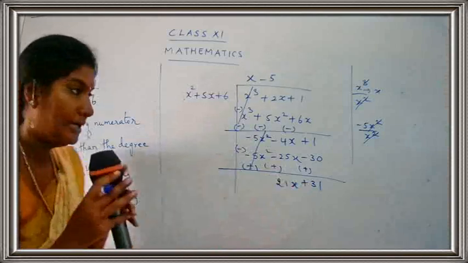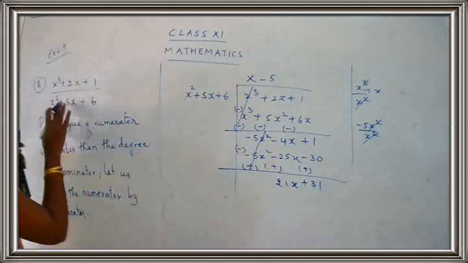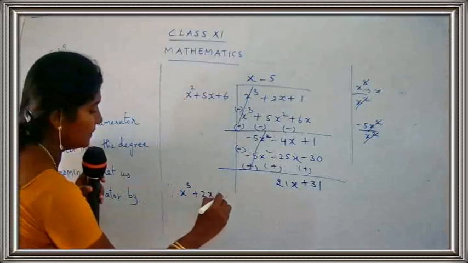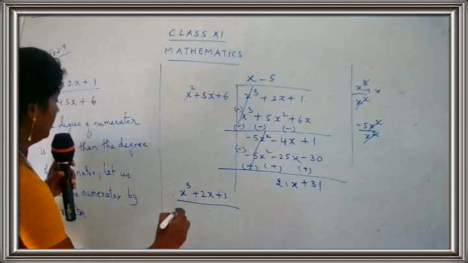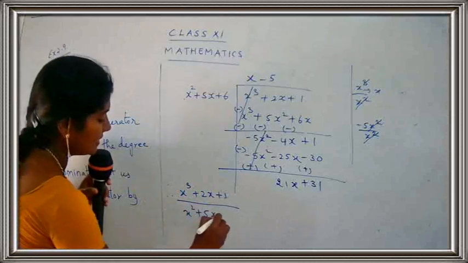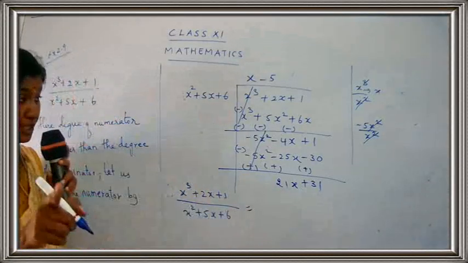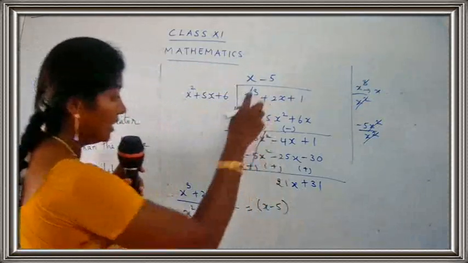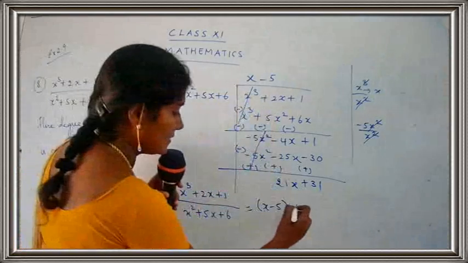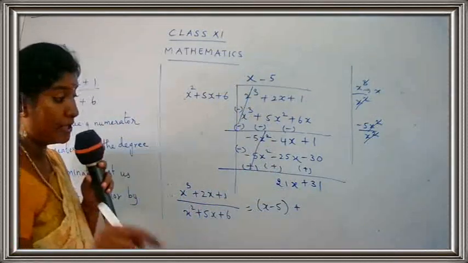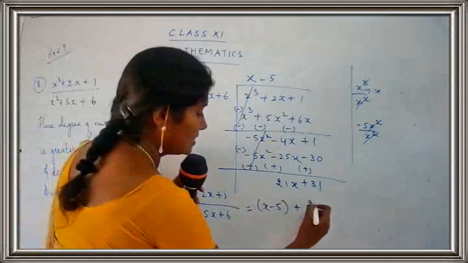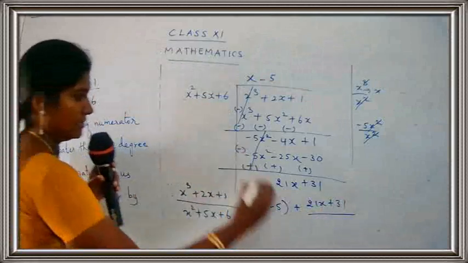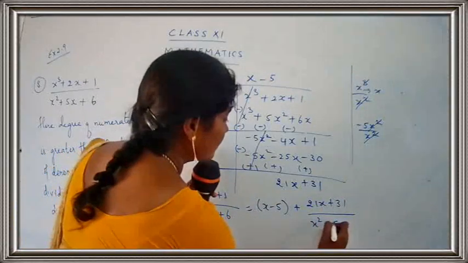So now you know the format. Let us write the format. Write the question first. Therefore, x cube plus 2x plus 1 upon x square plus 5x plus 6 is equal to the quotient. What is the quotient? Yes, x minus 5 is the quotient. What is the main sign? Plus. What are you going to write down now? The remainder. What is the remainder? 21x plus 31 upon, what is the divisor? Yes, x square plus 5x plus 6.